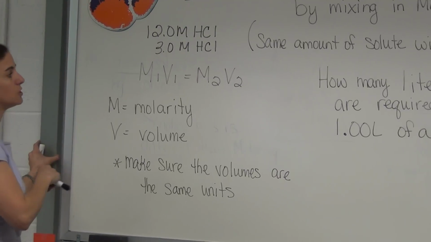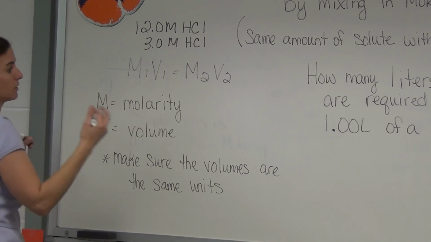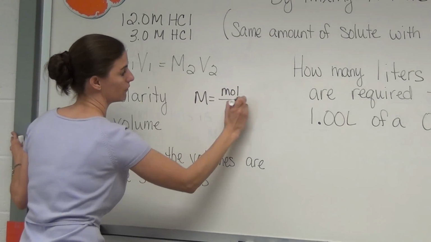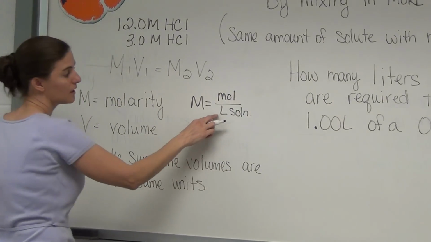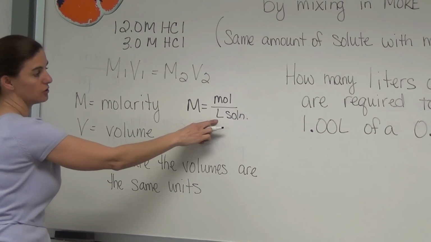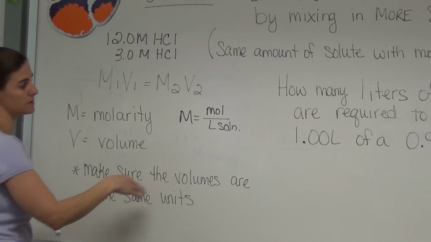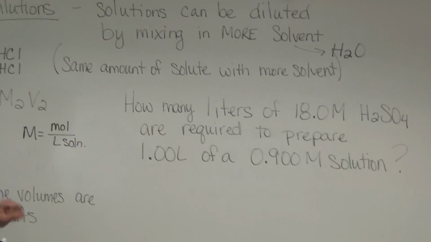What we tend to do is, since molarity is moles over liters, remember, molarity equals moles over liters of solution, we usually change our units to liters for volume. But if they're both in milliliters, you can actually leave it in milliliters. So let's look at a problem.